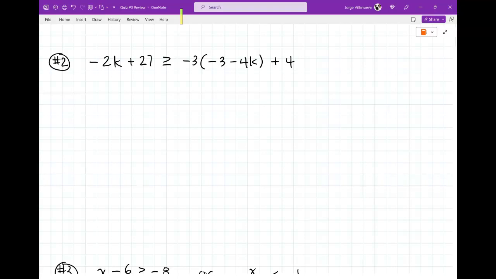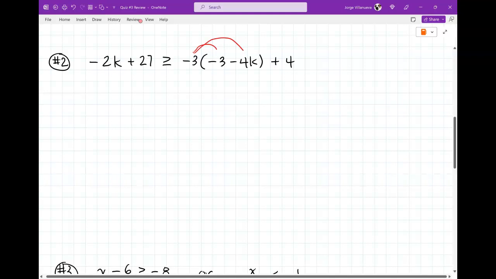Okay, so this is negative 2k plus 27 is greater than or equal to negative 3 times the quantity of negative 3 minus 4k, and then a plus 4 at the very end. So just like we did in the other problem, you're going to want to distribute, okay? Distribute this stuff out so that we can kind of get rid of the parentheses.